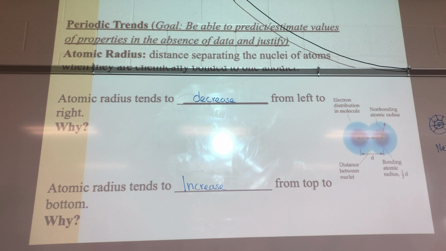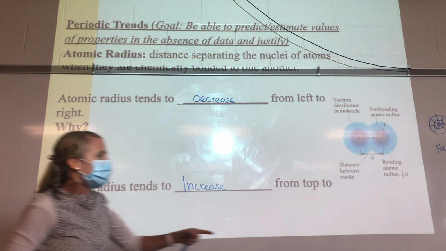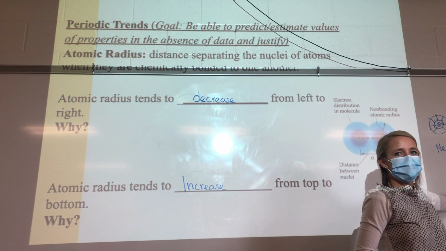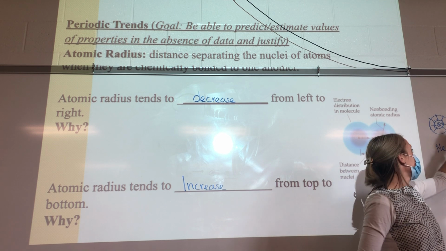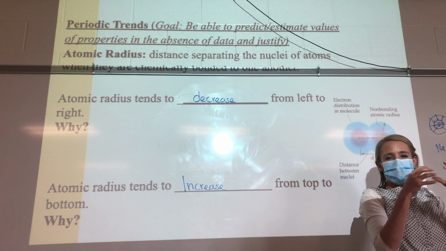Questions on that one? About why? Once again, connecting it back to Coulombic attraction, it's always about either magnitude or distance. In this case, the distance just gets bigger because you have another energy level. This way, it's all about the magnitude. The magnitude is stronger, so it pulls it in tighter.